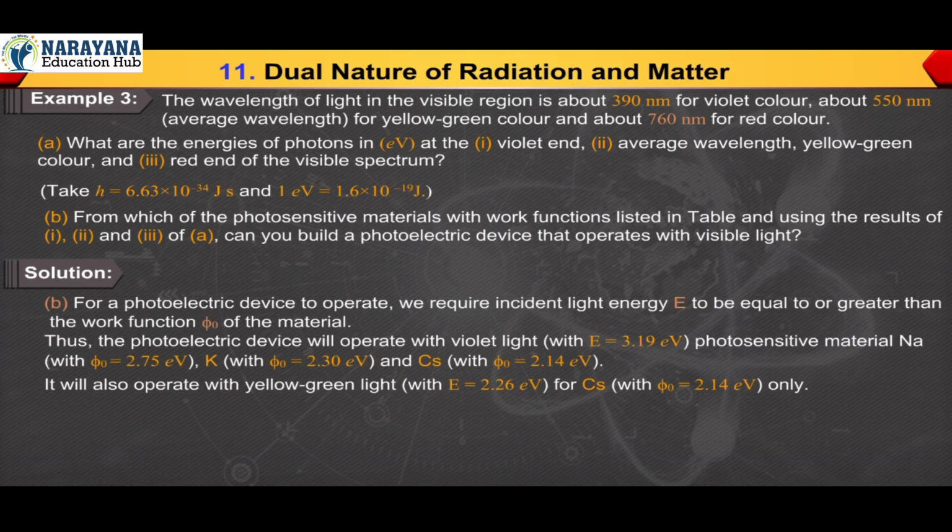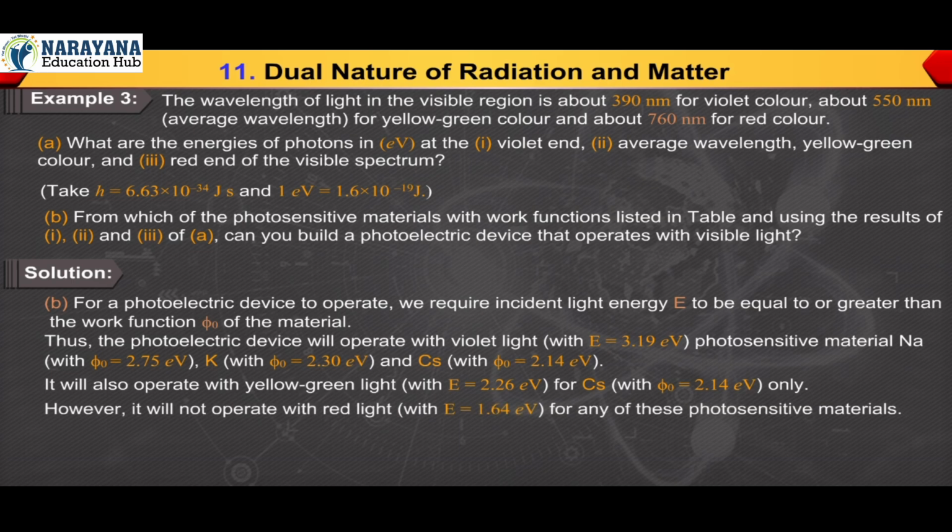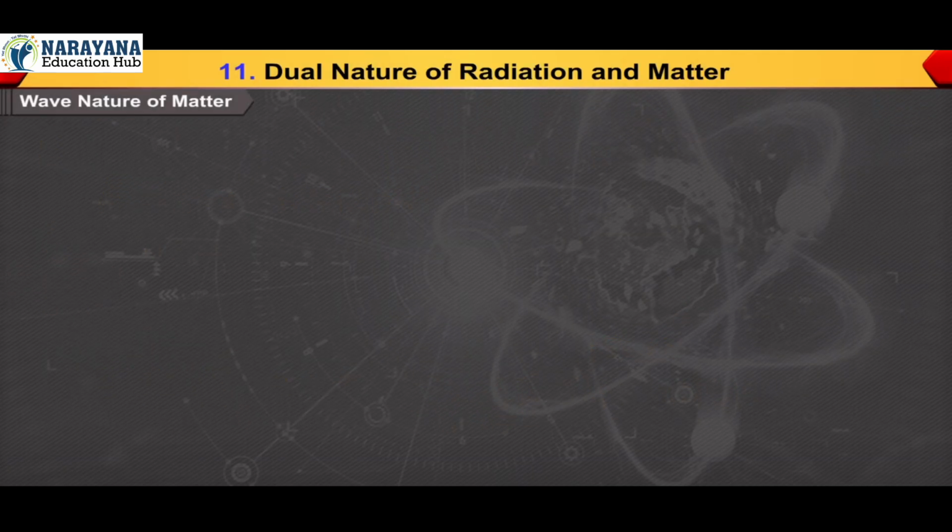It will also operate with yellow-green light with E is equal to 2.26 electron volt, for cesium with φ0 is equal to 2.14 electron volt only. However, it will not operate with red light with E is equal to 1.64 electron volt for any of these photosensitive materials. Wave nature of matter.